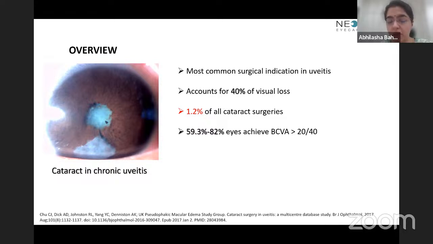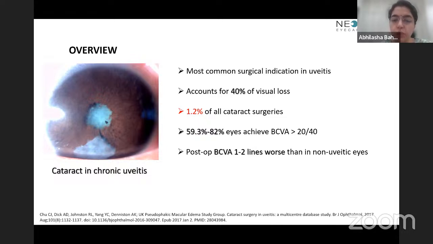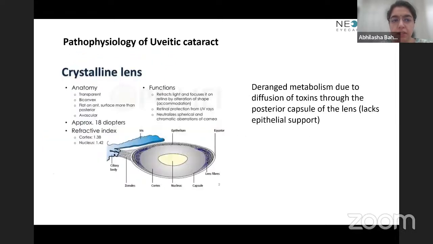However, this also depends on the type of uveitis. Like Fuchs uveitis, the prognosis is very good. Whereas in cases of JIA, juvenile idiopathic arthritis, the prognosis is slightly poorer. The post-operative best corrected visual acuity is 1 to 2 lines worse than in non-uveitic eyes.